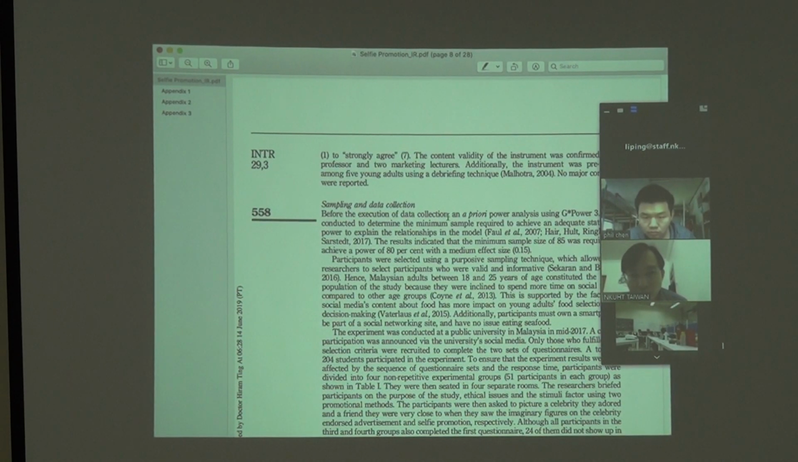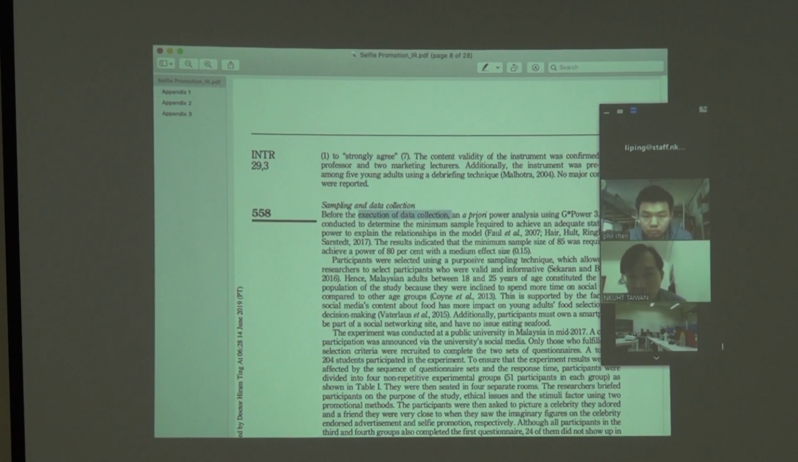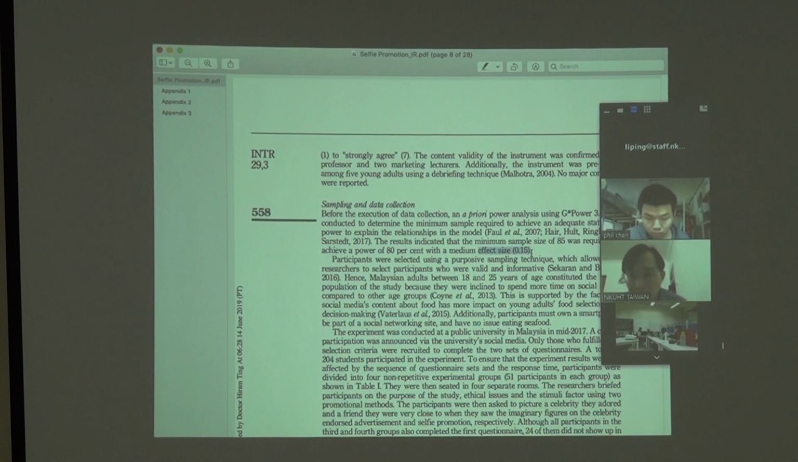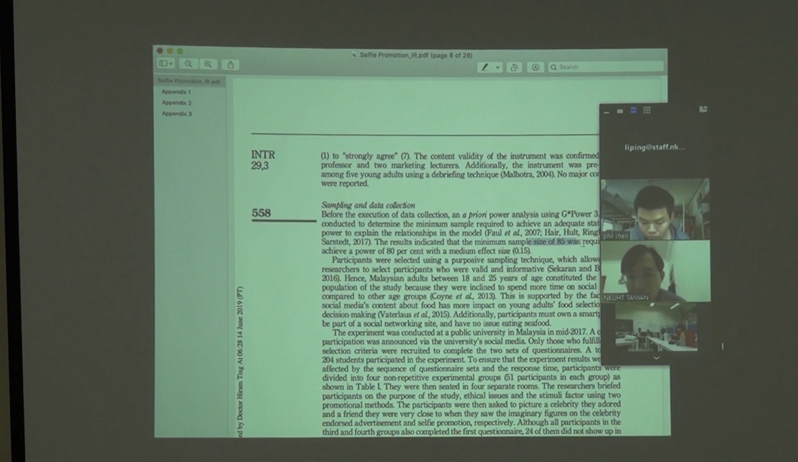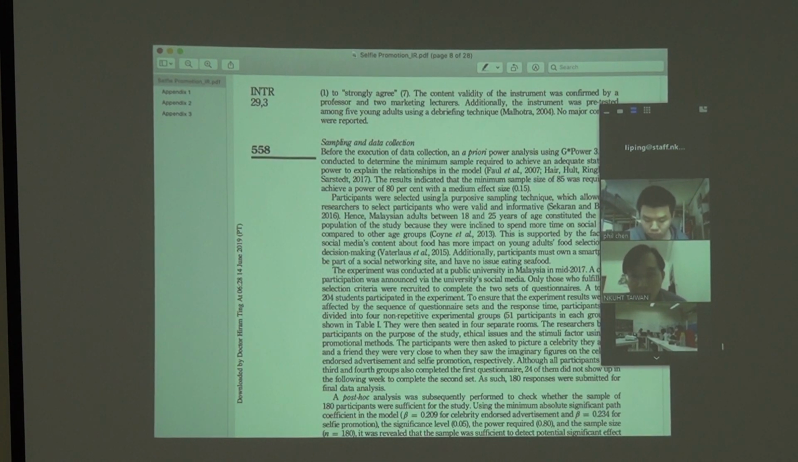This is what I mentioned earlier. Before data collection, an a priori power analysis using G*Power was used, and this is the citation, 2007, and Hair, Hartwinger, and Sarstedt, 2017. So in our case, we use 80% power and a medium effect size of 0.15, and the result shows that a minimum sample size of 85 will be enough. Then we use purposive sampling technique. Remember, this is one of the techniques under non-probability sampling.